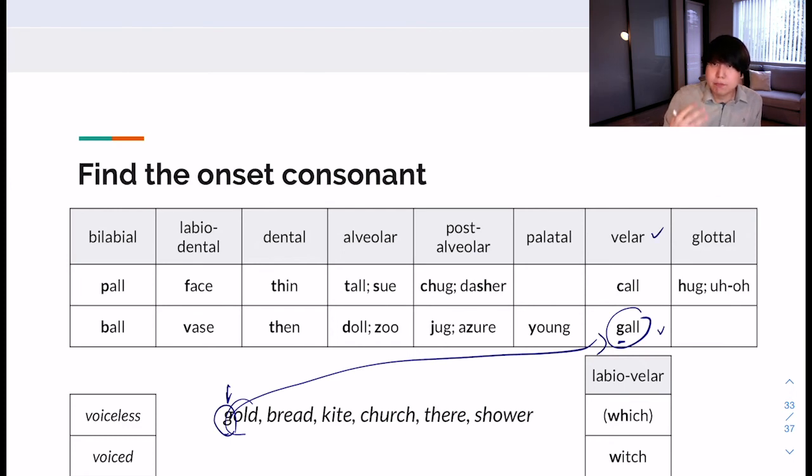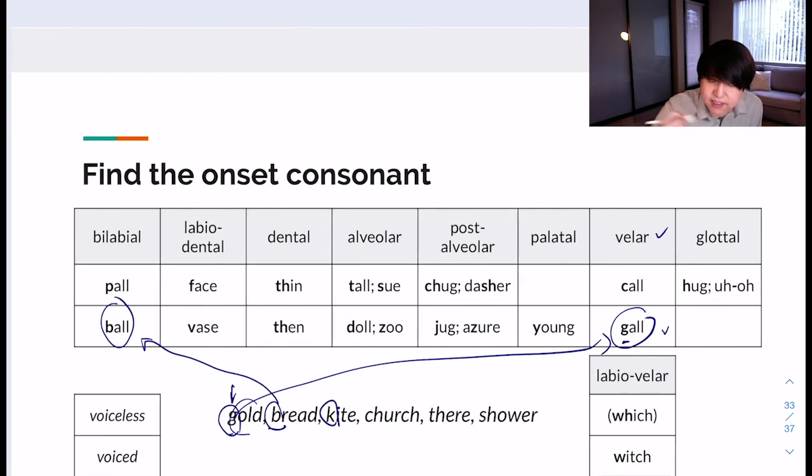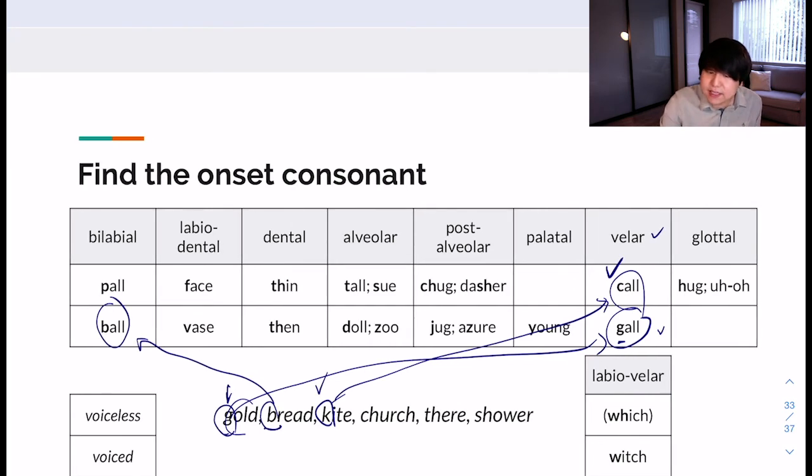Bread. It starts with b and it falls into the same category as b in ball. Kite, it starts with k. It falls in the same category as c in call, velar and voiceless. Although note that they are spelled differently. Call is spelled with c, kite is spelled with k, but they start with the same sound, k.